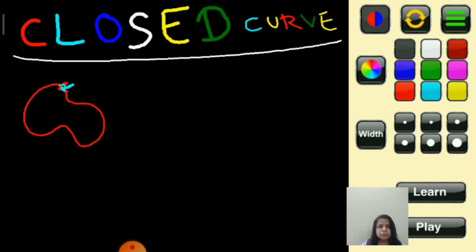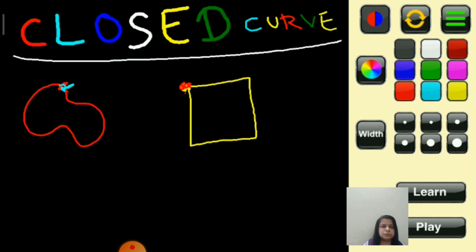Let's see one more example. If I start from here, I go like this, and end at the same point. You can see the same starting and ending point. So this is a closed curve, right?